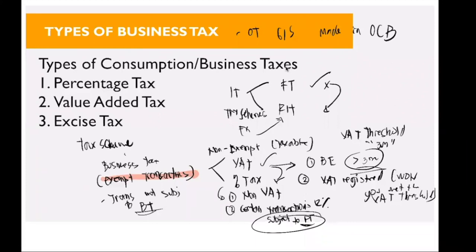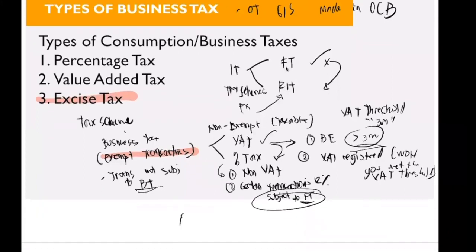Sir, where does the excise tax fall now? So there is an excise tax, guys, in case you have an ad valorem tax. Sir, why do we say it is an ad valorem tax? Take note, guys, it is not included under your tax scheme. So your tax scheme is either VAT only. If it is not VAT, then percentage tax. So now, where is the excise tax? We say it is ad valorem. What do we mean by ad valorem?